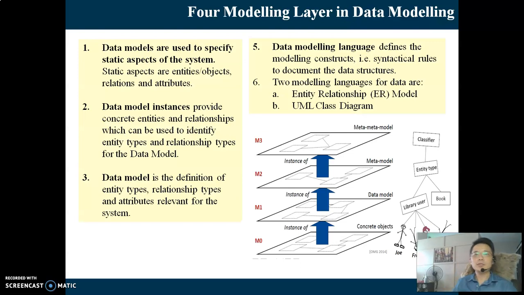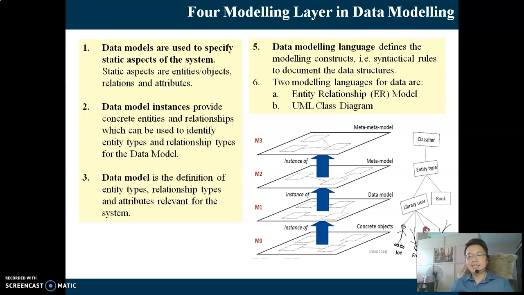Data modeling is used to specify static aspects of the system. The static aspect of the system encompasses entities and the objects, the relations between the entities, and attributes that explain about the entities as well as the relations. Look at the figure below. On the right hand side, there are 4 layers.